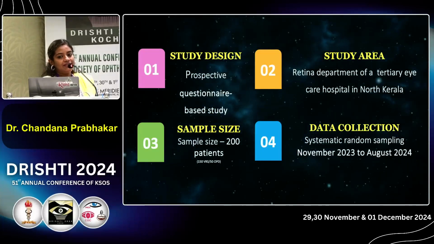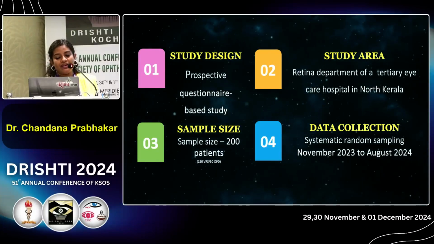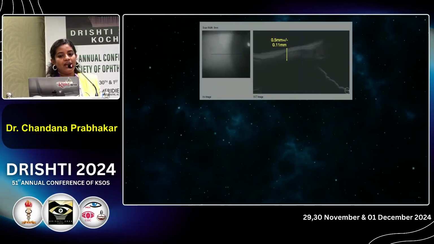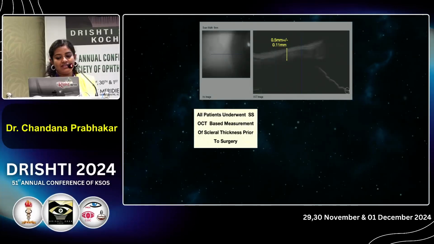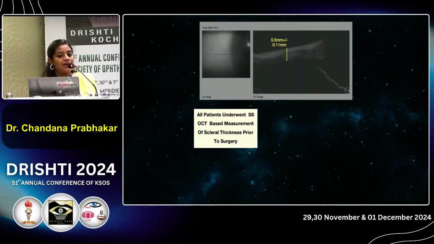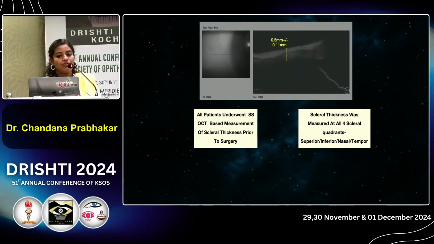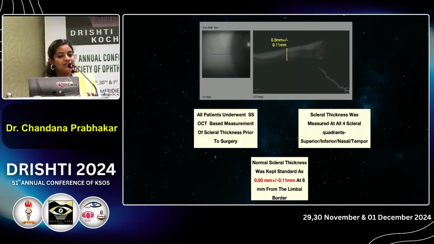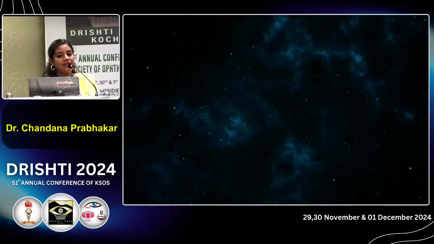It was done in the retina department of a tertiary eye care hospital. The sample size was 200, and the study period was between November 2023 and August 2024. For all the patients who underwent vitreoretinal surgery, we took the scleral thickness prior to the surgery using OCT. The scleral thickness was measured in all four quadrants: superior, inferior, nasal, and temporal. The normal scleral thickness was kept as the standard, 0.5 plus or minus 0.11 mm, 6 mm from the limbal border.